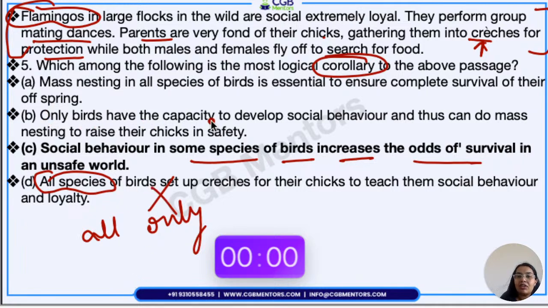Only birds have the capacity to develop social behavior. How can we say this? Only birds. This para is only about flamingos, one of these species of birds. तो ये नहीं होगा. Mass nesting in all species. आपको ज़्यादा समझने की भी ज़रूरत नहीं थी, इफ़ यू नो कि एक्सट्रीम ऑप्शंस क्या होते हैं. यू नो कि हम ऐसे किसी पैरा में, वेयर वन नेम ऑफ दैट टाइप ऑफ बर्ड इज गिवन, आई कैन नॉट कंसिडर देम ओनली और ऑल. बस उतना तो समझ लेते हैं, आंसर सी था इसका.